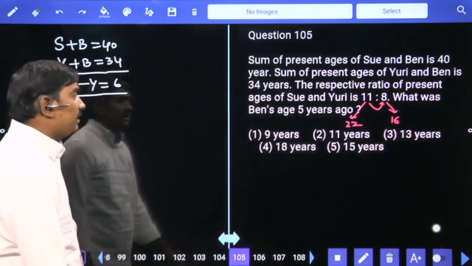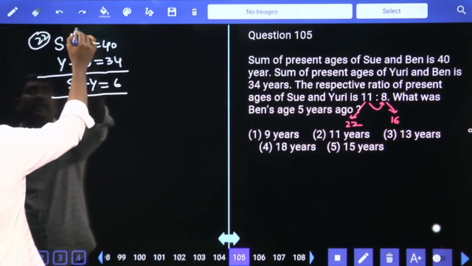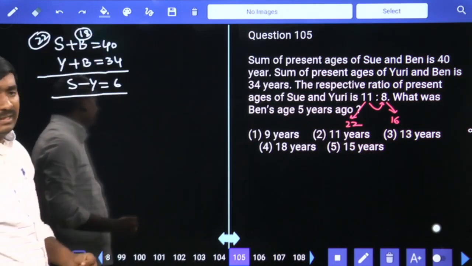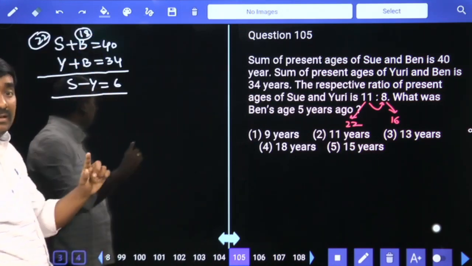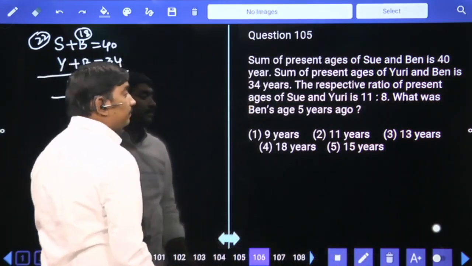What was B's age 5 years ago? So S is 22. Then B became 18. Present age is 18, but asked to calculate 5 years ago. 18 minus 5, 13 years is your answer.